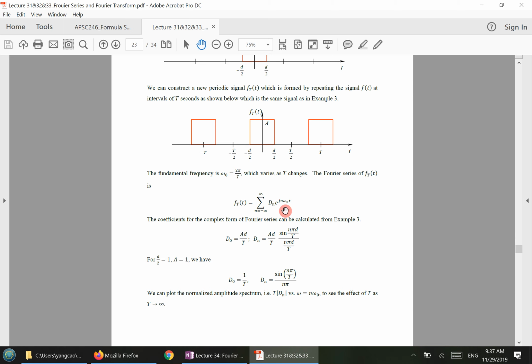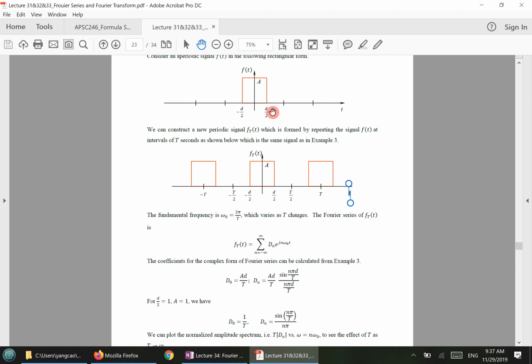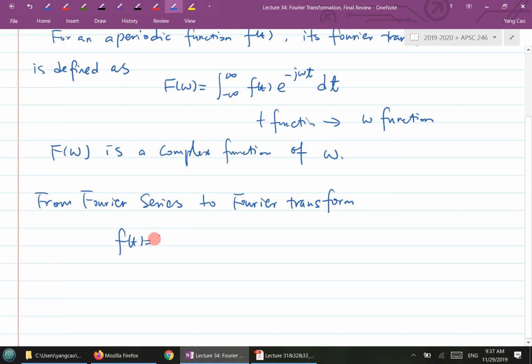This is basically the complex form of the Fourier series, and we can get the values of the coefficients d naught and dn like that. Then, given a specific value, for example small d is 1, capital T we keep as a variable. As the period T increases, the distance between the boxes gets larger and larger. As T goes to infinity, the other boxes disappear and you're only left with this one. So that's why we say f of t equals the limit as T goes to infinity of the periodic function. That's the transition from Fourier series to Fourier transform.